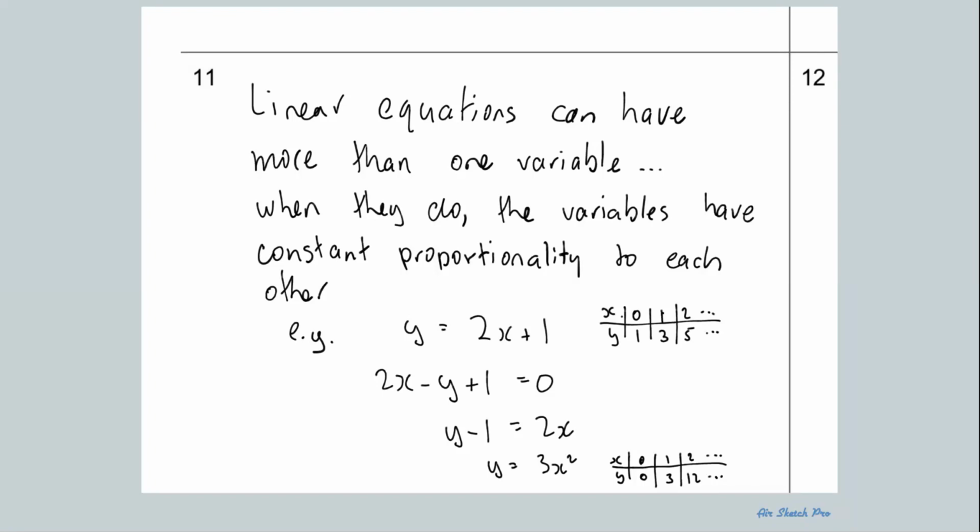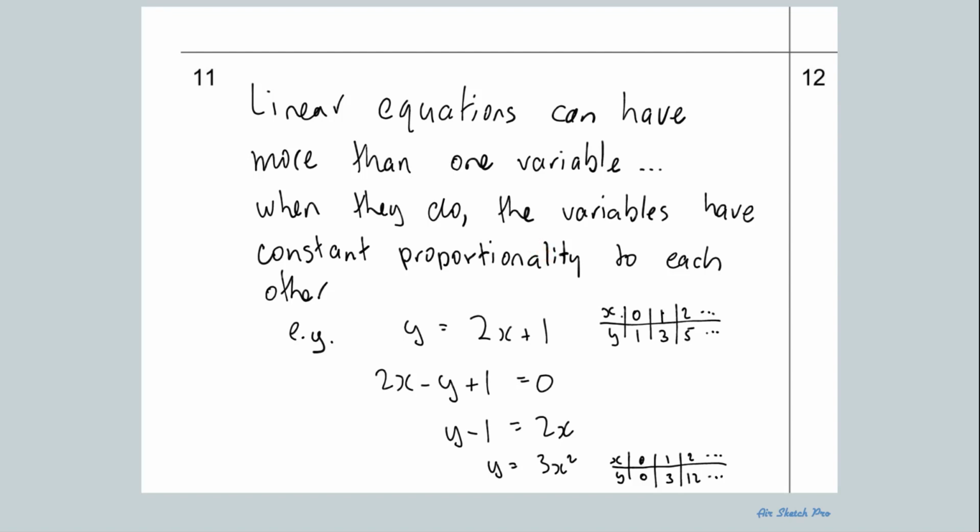Hello, in this quick video we're just going to have a look at a different kind of linear equation. So far, we looked at ones which have only one variable, whether it be x or t or whatever else, but you can also have linear equations with two variables, and they often make up what are called linear functions. So as I said, more than one variable, and when they do, the variables have constant proportionality. And what that means is that as one variable changes, the other one changes at the same rate.